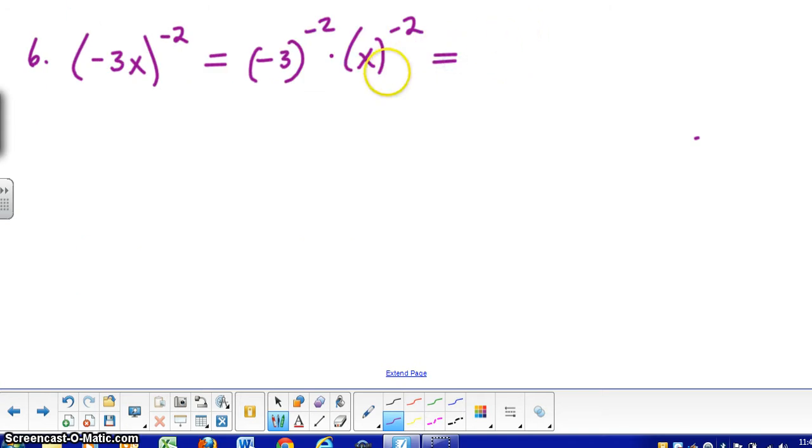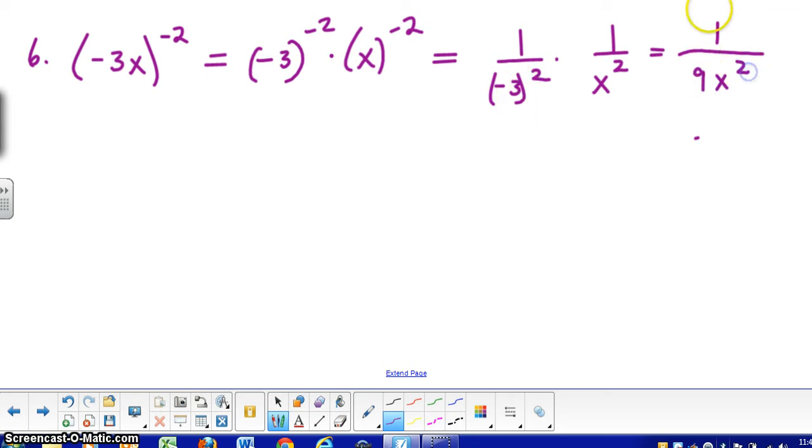Alright, so to get rid of the negative exponent, 1 over negative 3 squared. Notice I'm keeping my parentheses. And the next one would be x squared. Okay, I'm keeping the parentheses on the first one because it is a negative sign, so you have to be really careful with those. And then the finale here, it's 1, because 1 times 1 is 1. And then negative 3 squared is positive 9, and then x squared. That's going to be your final answer.